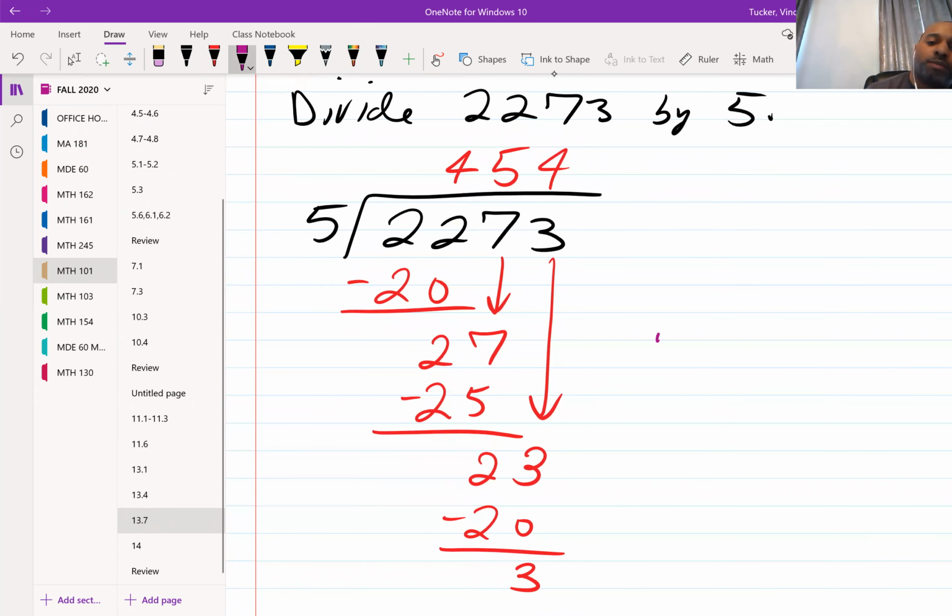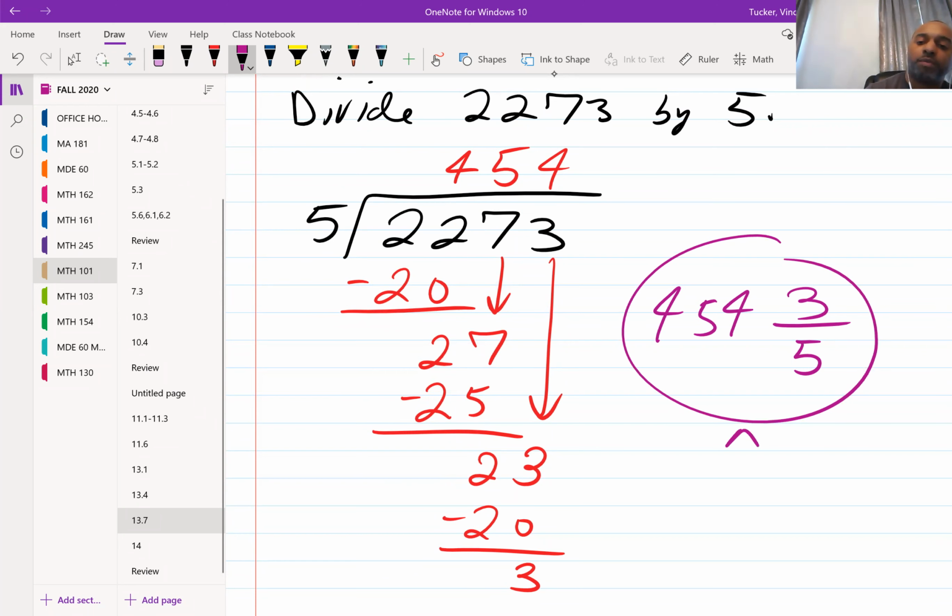So your answer is going to be 454 3/5. So you take the 3 and place it over what you were divided by. So that would be your answer. And that same process we're going to mimic when it comes to dividing with our polynomials. All right. Questions on that before we actually try to do it with our polynomials?